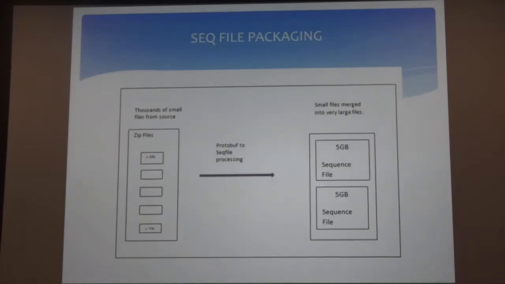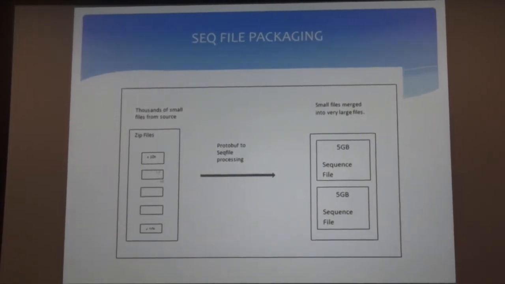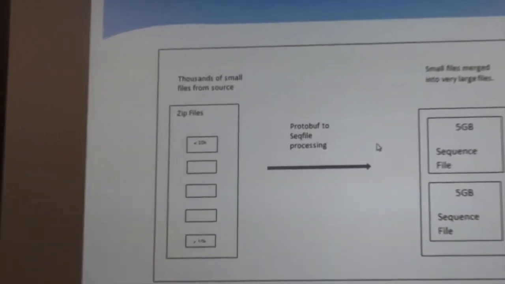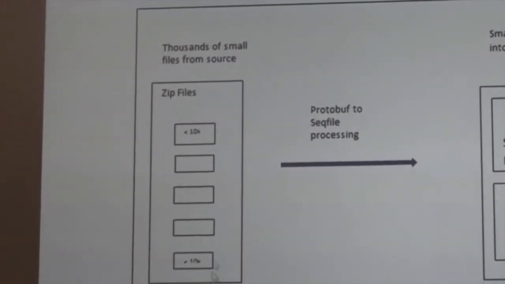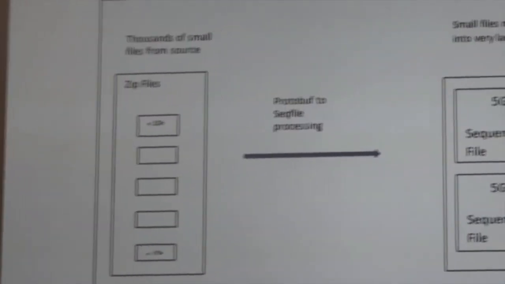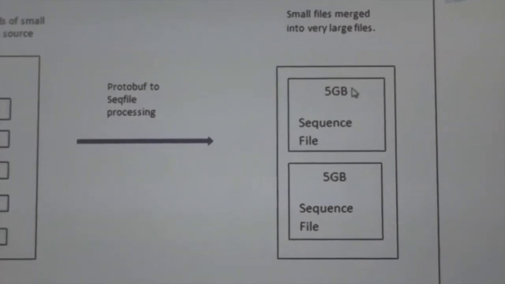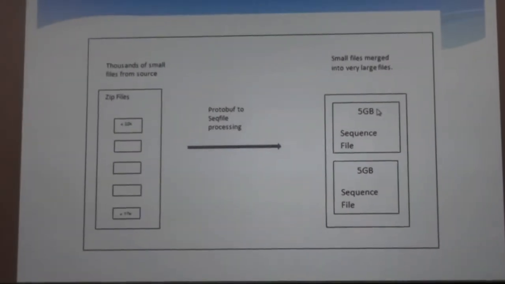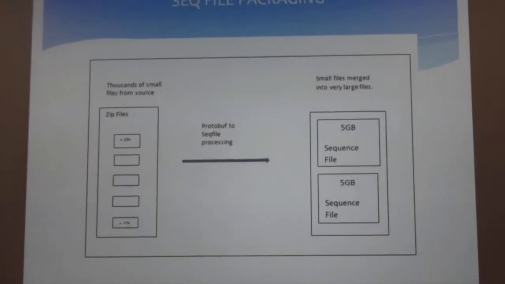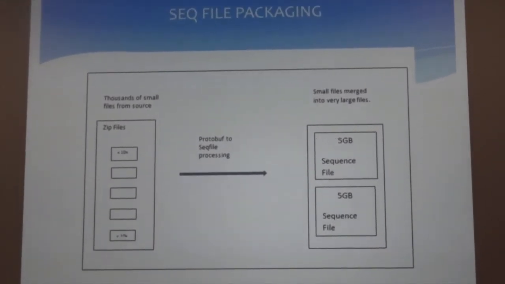A little bit about how we handled smaller files: smaller files are processed into larger files. We get smaller files like this, do some processing, and package all these smaller files into one big sequence file. So all these 10K, 10K, 10K files become one 5 gig file, which is a much more efficient way of handling files inside Hadoop.